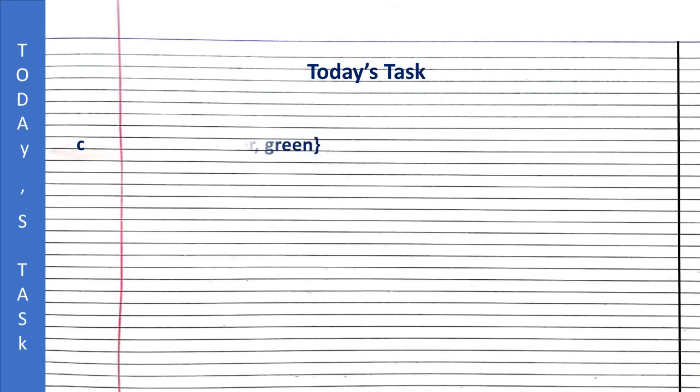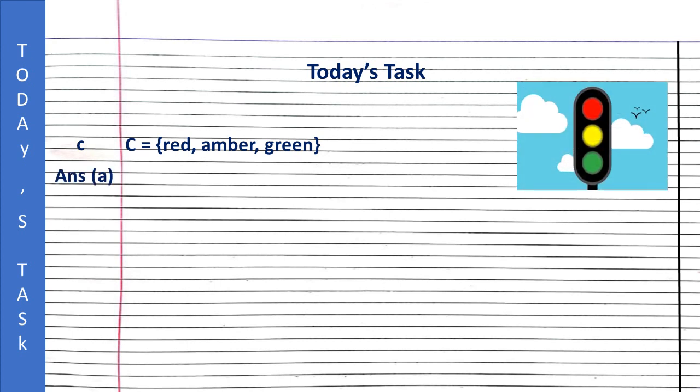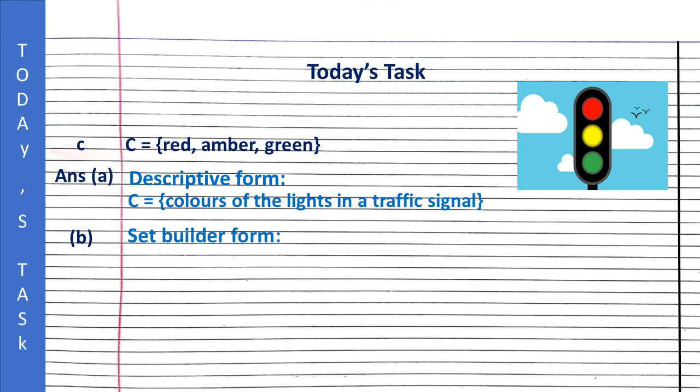Let's start part C of question number 3. Set C is equal to {red, amber, green}. Dear students, first of all look at the word amber. Amber means yellow color. So these are the colors of traffic lights. First of all, write the answer in descriptive form. The answer is: C is equal to colors of the lights in a traffic signal. Let's write the answer in set builder form. Set C is equal to {x such that x is a color of the lights in a traffic signal}.